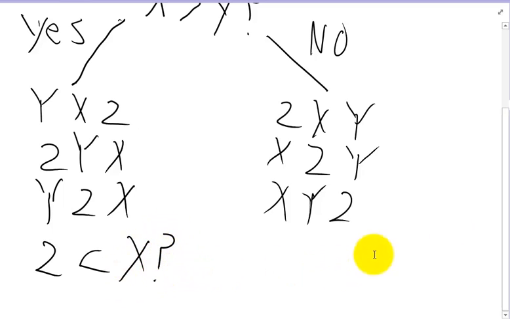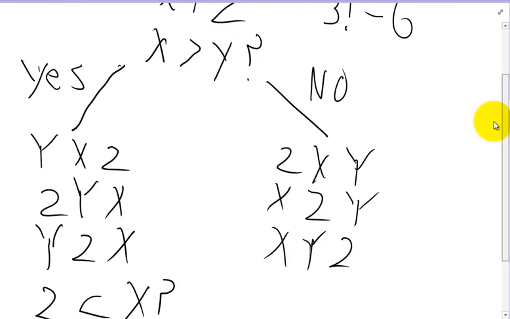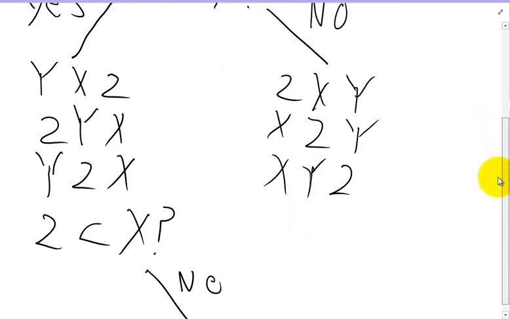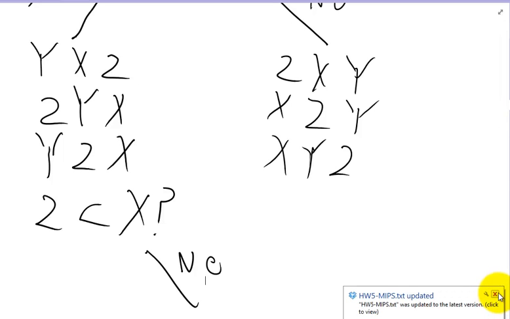And then I can draw a tree based on that. So if x is greater than z, and that's no, then I know, because I've gone down into this tree, that x is greater than y and x is bigger than z.